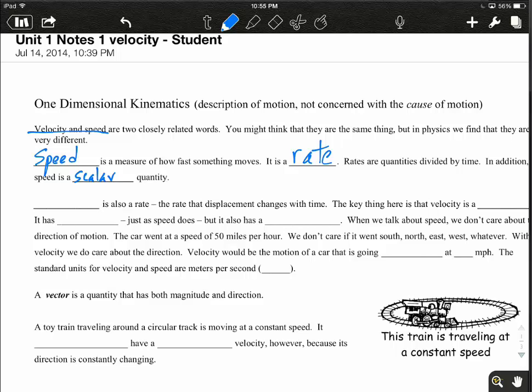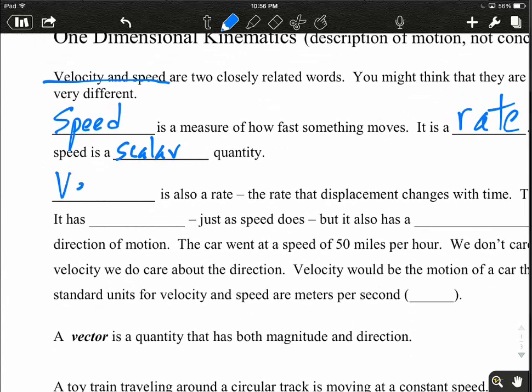Basically what scalar quantity means is it has no direction, meaning if I say go 50 miles per hour, you can get in your car and drive north, west, south, east, northwest, southwest, etc. at 50 miles per hour, and you would have a speed of 50 miles per hour. Now, that isn't true for velocity. So velocity is also a rate, right?